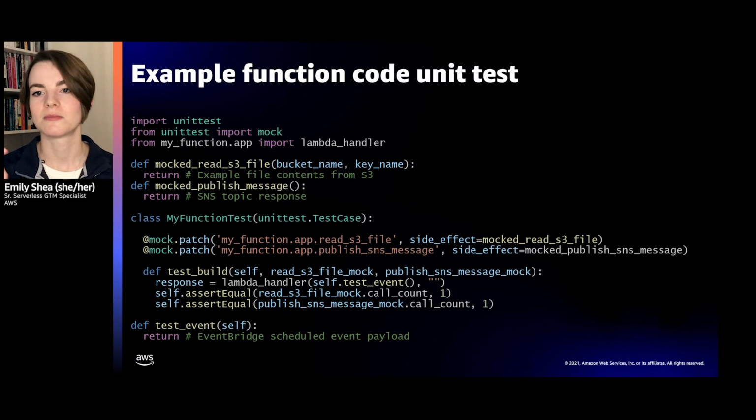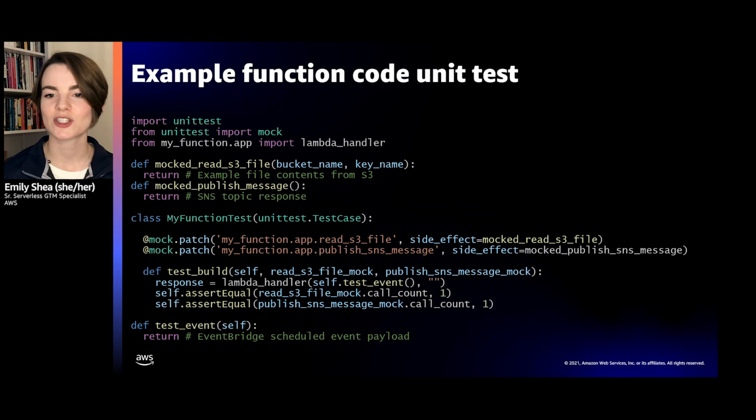So I've got some mock responses from those different service calls that I would make. Then I've got my function test down below that, and I'm doing a test build, and I just have a couple simple assertions here. I want to make sure that this makes a call to S3 once, and it makes a call to SNS once. That'll just let me know if the code is working like I expect it to, or if it's going to throw a syntax error or something simple like that.